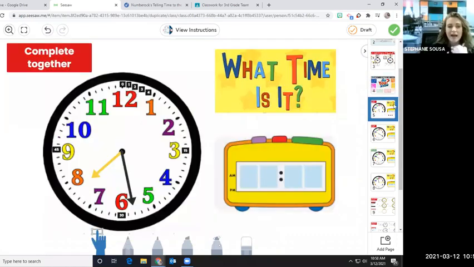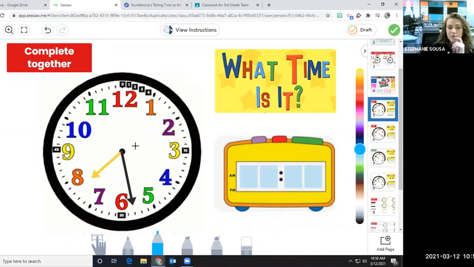Let's take a look at slide 5, please. Slide 5 says complete together. Slide 5 shows an analog clock face. It is asking us to record the time on the digital clock face with our writing utensil. So let's take a look.